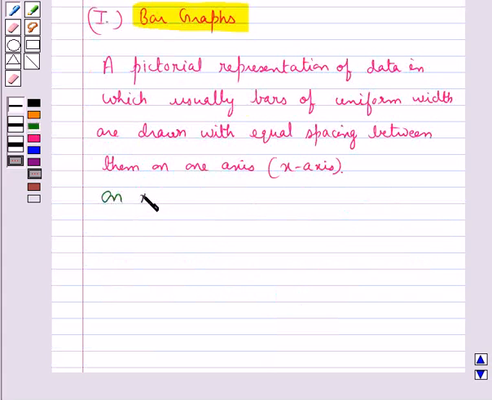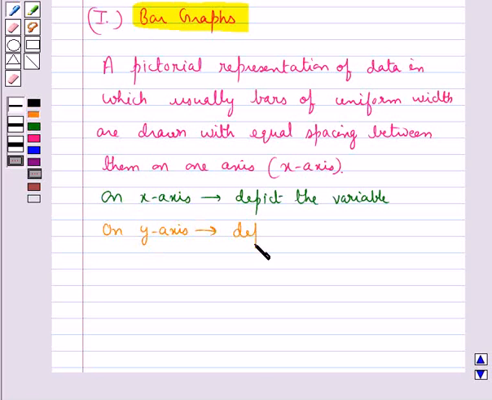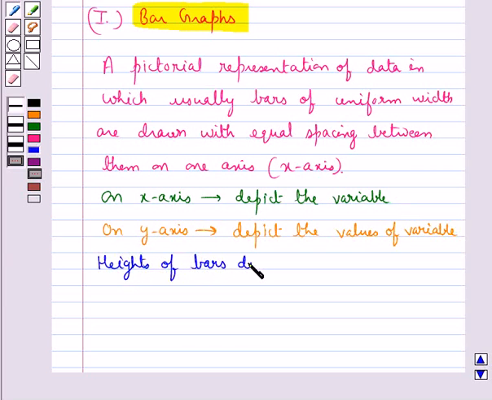On the x axis, basically, we depict the variable, and on the other axis, that is on the y axis, we depict the values of the variable. And the heights of the bars depend on the values of the variable.